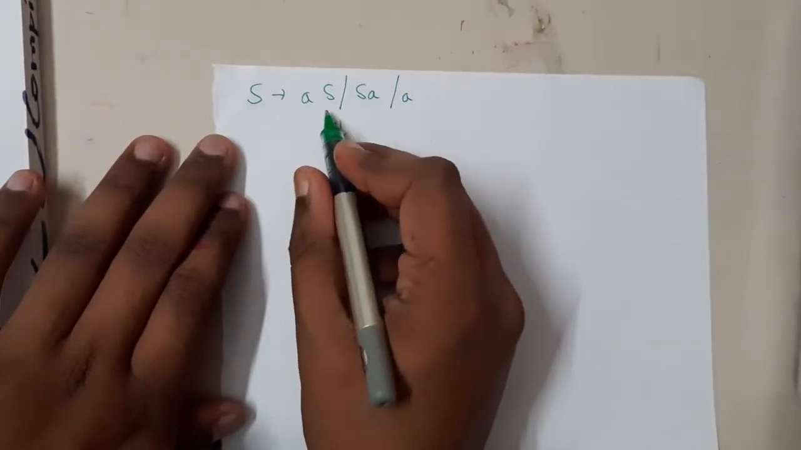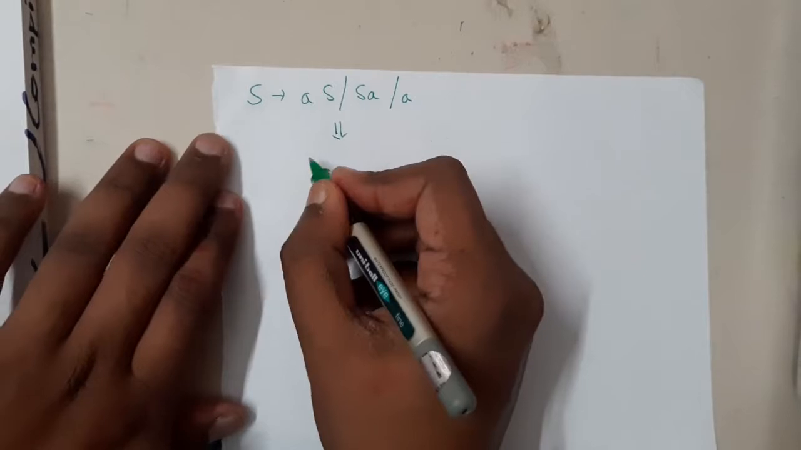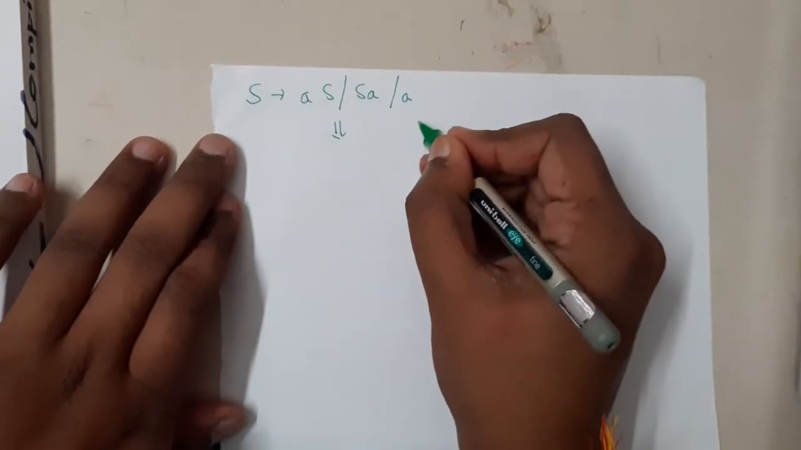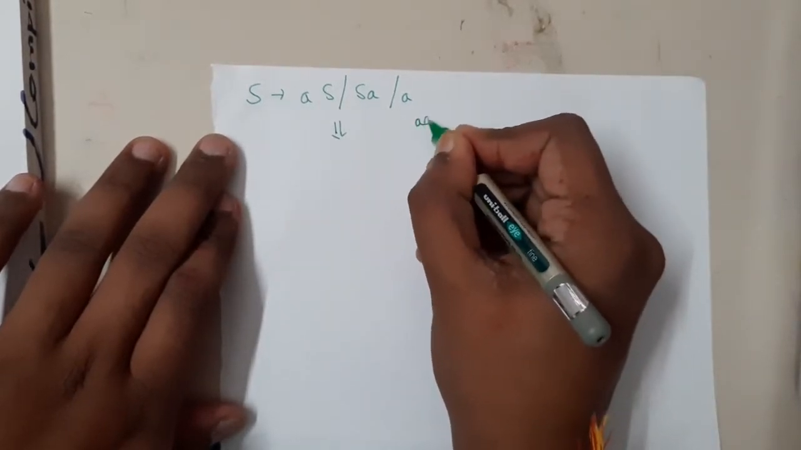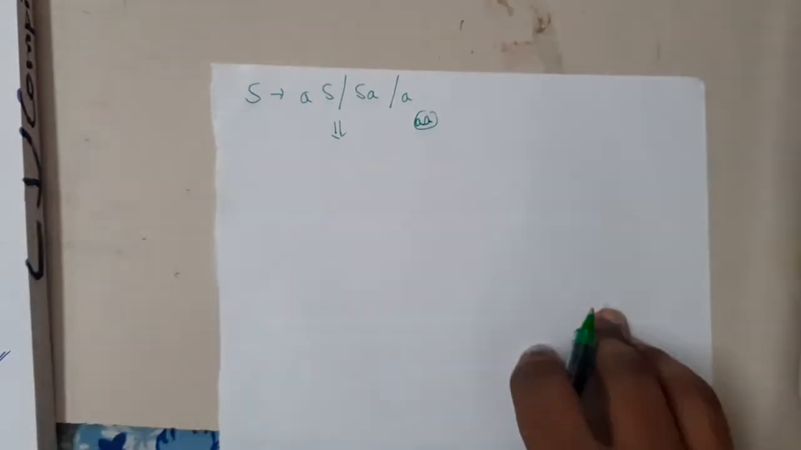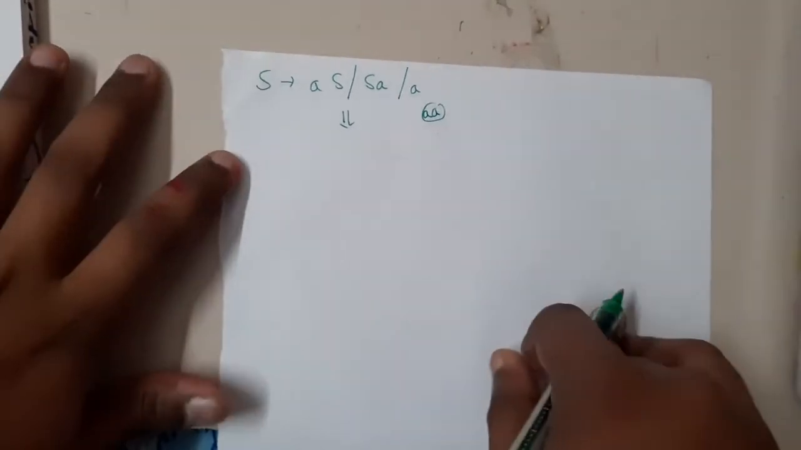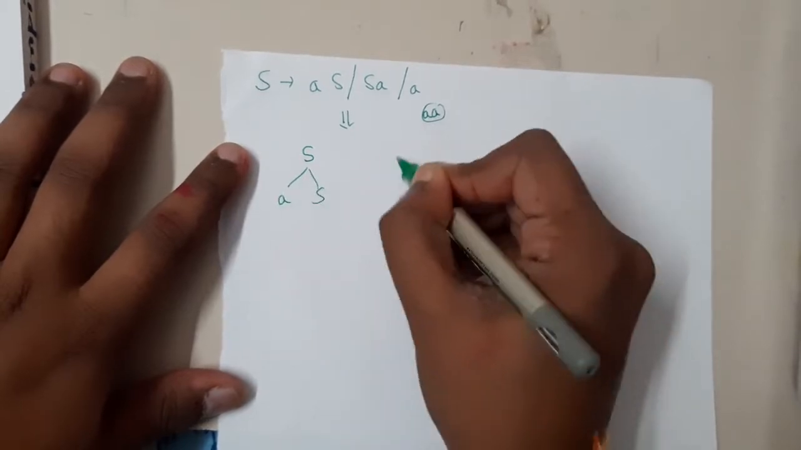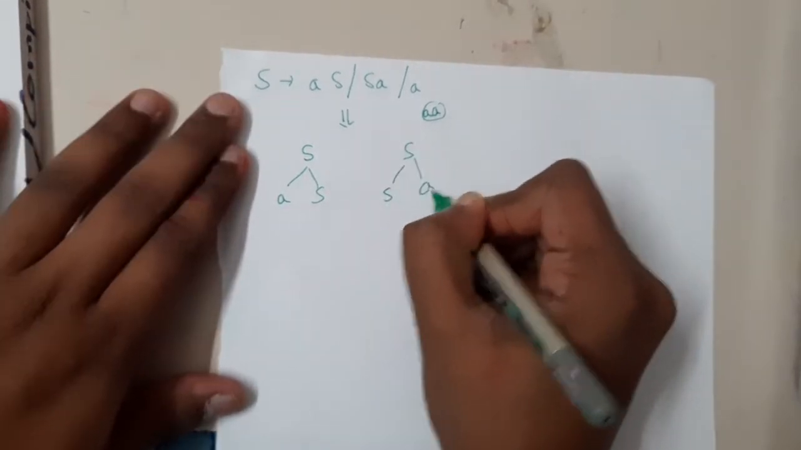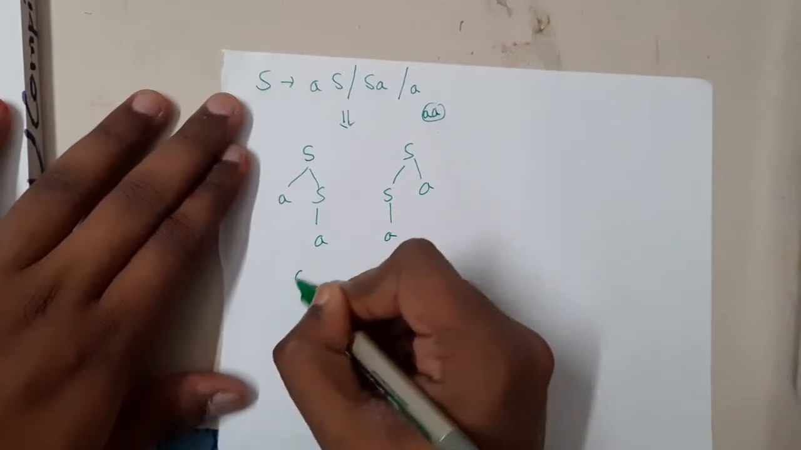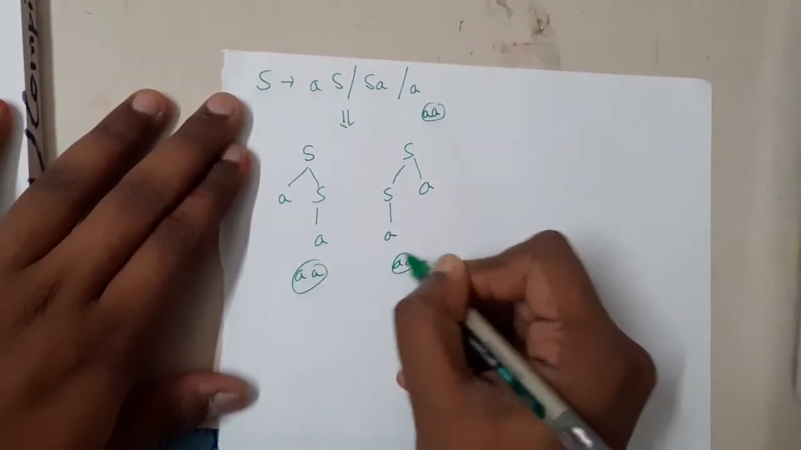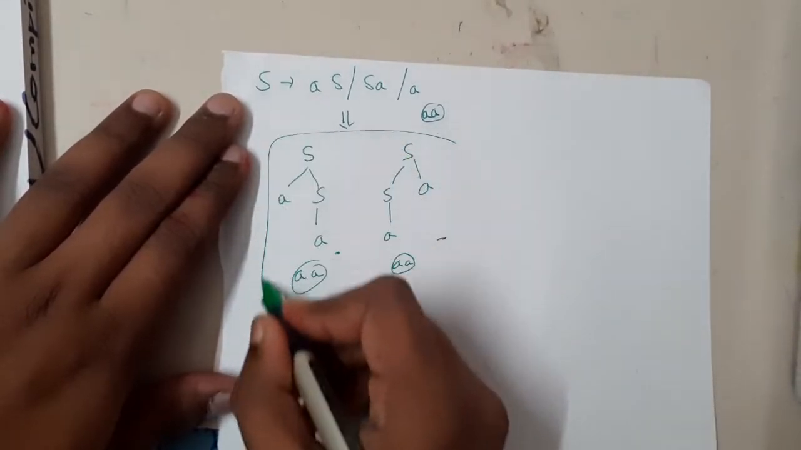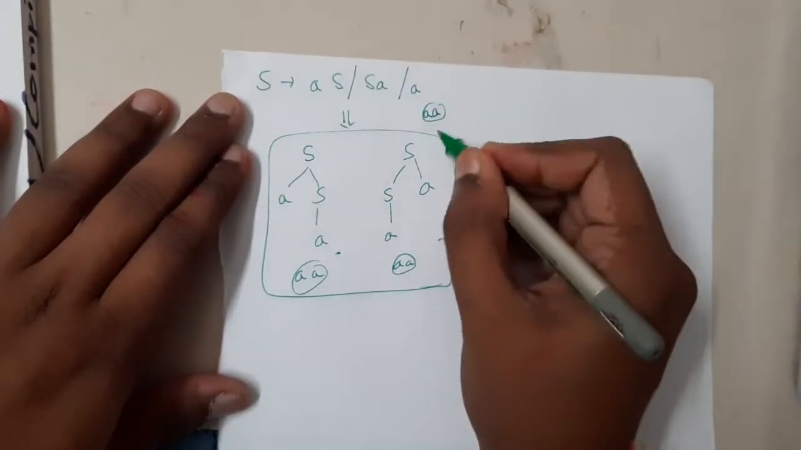So S implies AS or SA or a. My assumption is I want to generate a small a or double a. So let us assume double a, it will be easy. When it comes to double a, there are two different paths here. From S, I can go to AS, or from S, I can go to SA. And in both paths, I can generate double a. So there are two parse trees possible for a particular input.